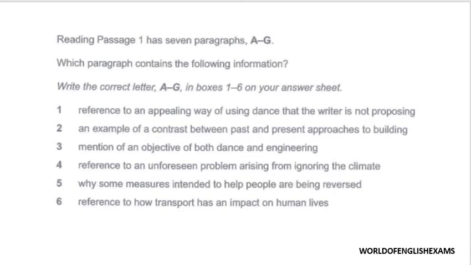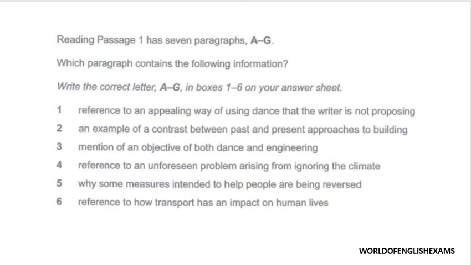Next, reference to an unforeseen problem. Unforeseen problem means we don't expect that. That's something which is unexpected, and we don't forecast that we would face that problem. That is called unforeseen. Then, an unforeseen problem, that means we're talking about one problem arising from ignoring the climate. Ignoring is nothing but not caring about, not being bothered about. So if we don't bother about climate, if we don't take that into consideration, what is the negative impact that can have? So that is what we are searching for.